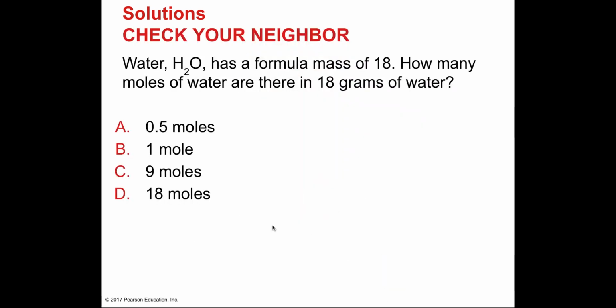Now, let's check this out. If you do have water, if it has a formula mass of 18 grams, how many moles of water are present in 18 grams of water? So the only thing you need to do is, if the formula mass is 18, then it means that 18 grams of water contains 1 mole of water.